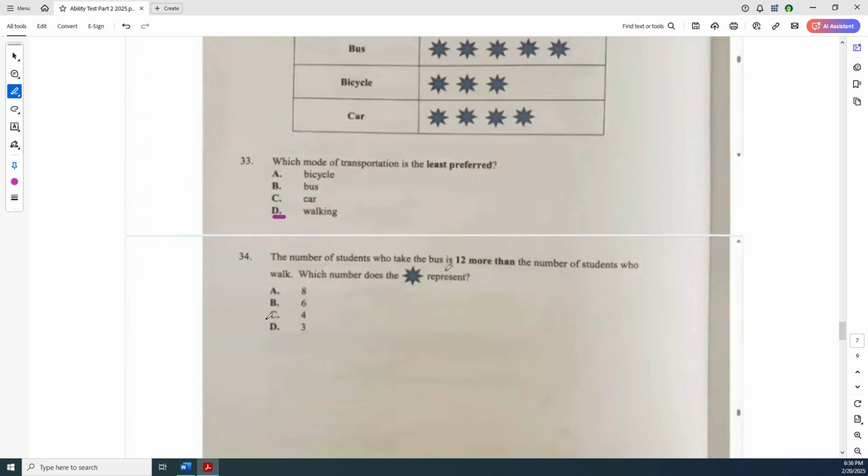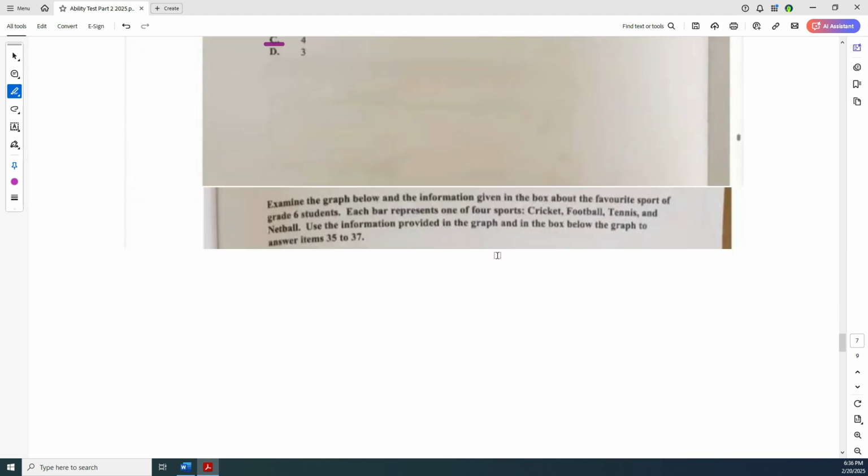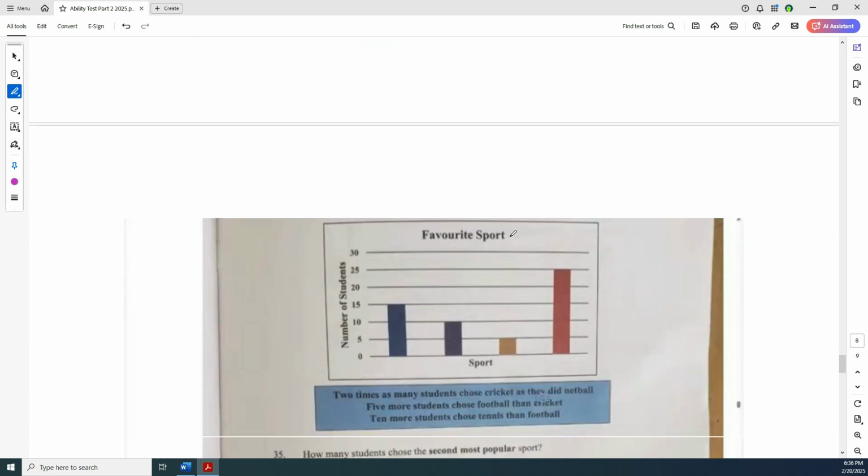So the answer here would be 4. Okay, good. Examine the graph below and the information given in the box about the favorite sport of grade 6 students. Each bar represents one of 4 sports: cricket, football, tennis, and netball. Use the information provided in the graph and in the box below the graph to answer items 35 to 37.